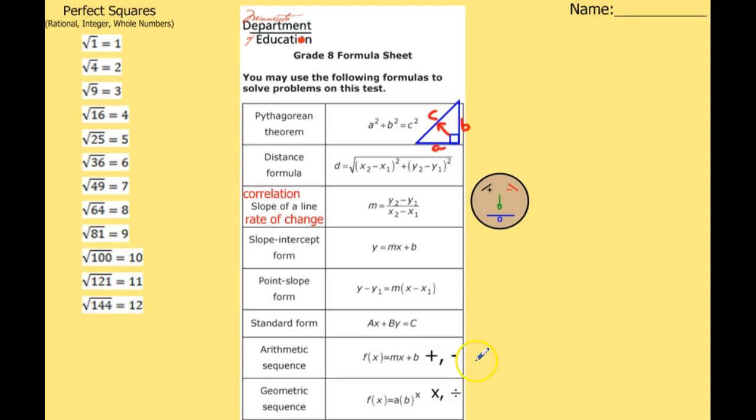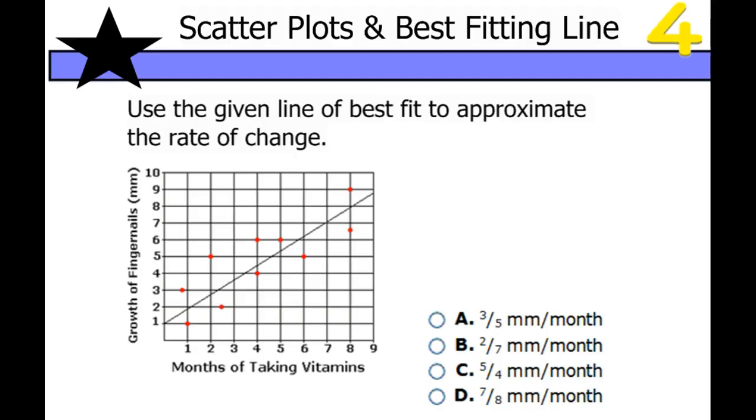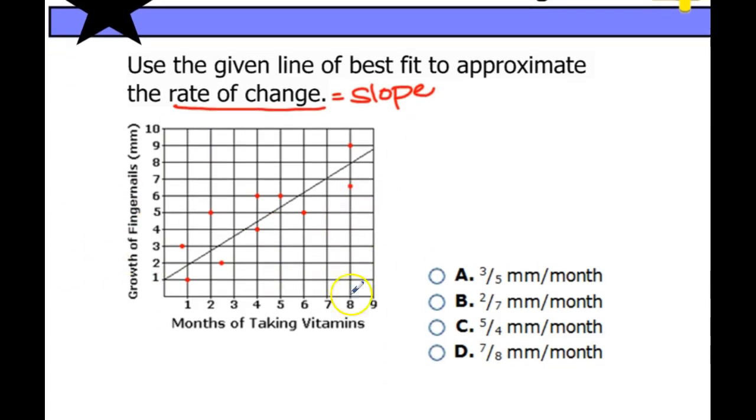Next, we're going to take a quick look at line of best fit. Remember, slope of a line is the same as rate of change or this word correlation. They all mean the same thing. So it says, given the line of best fit, approximate the rate of change. Rate of change is a fancy word or term for slope. So they gave us a scatter plot, a bunch of points on here, and they need us to figure out which one is going to match here.